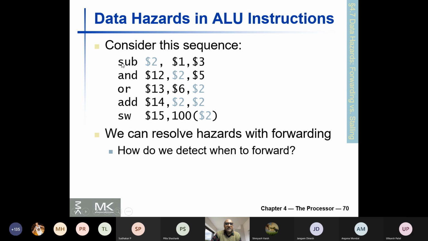Because the previous instruction computes the result of this subtraction, and it's not placed in the register, but the result is available at its execution stage output. And the next instruction's execution starts in the next cycle. The result is already available, but it's not placed in the desired register. So one way is, since it's already available, you can directly forward that result to the input of the execution stage of this particular instruction. That's known as forwarding.